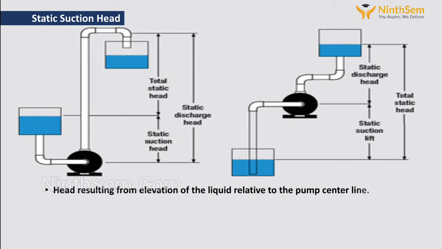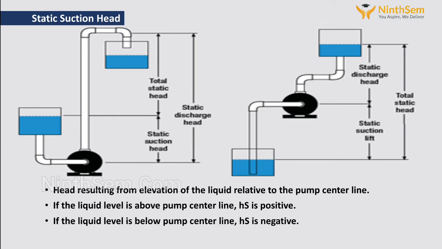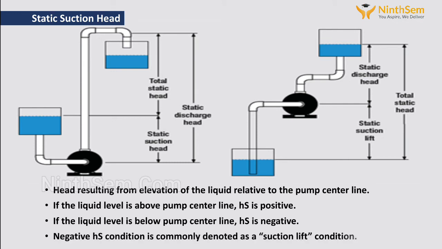Next, come to static suction head, HS. It is the head resulting from elevation of the liquid relative to the pump center line. If the liquid level is above the pump center line, then static suction head is positive. If the liquid level is below the pump center line, then the static suction head is negative. A negative suction head condition is commonly denoted as a suction lift condition.